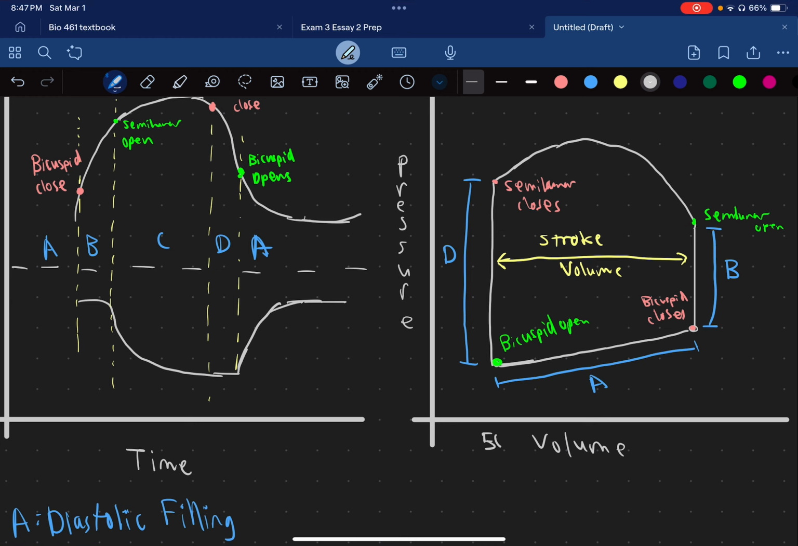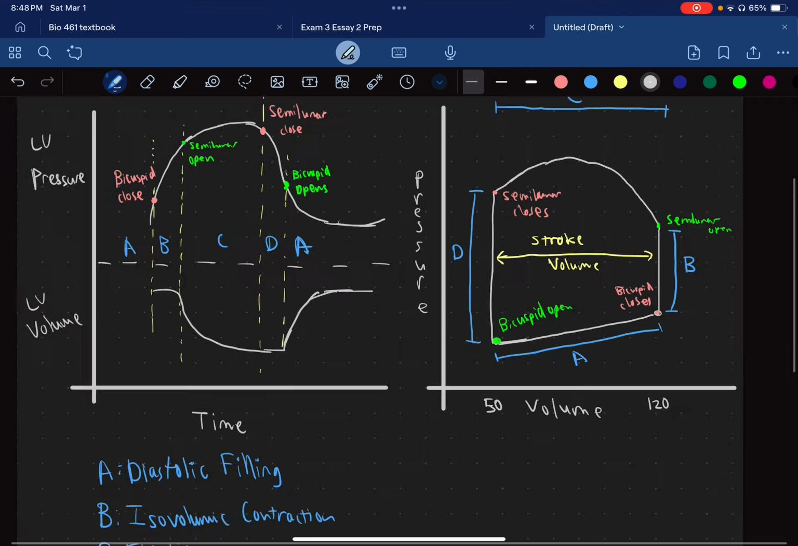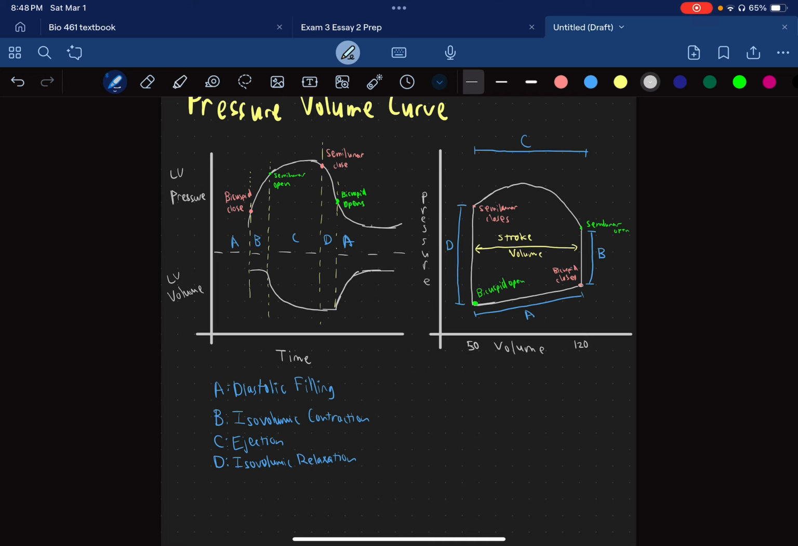this is about 50 milliliters, and we would say this is about 120. So usually you're going to have about 70 milliliters of stroke volume, and that's basically what stroke volume is going to be: the end diastolic volume minus the end systolic volume. So really interesting there. There's a couple other things that we can see from these graphs.